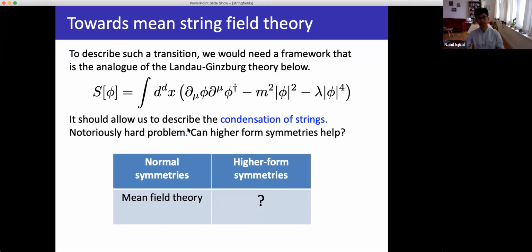And what's fun about this is that just like the Landau-Ginzburg theory describes the condensation of particles, this framework should allow us to describe the condensation of strings. And this is a notoriously hard problem, of course. This might scare you a little bit because this sounds now like string field theory. String field theory is a non-perturbative formulation. It describes string theory not in a first quantized formalism, but a second quantized one. But we all know it's very, very hard.